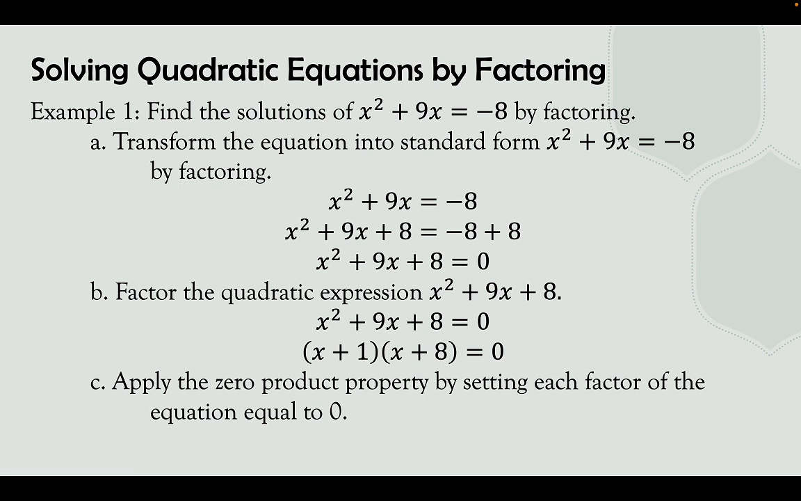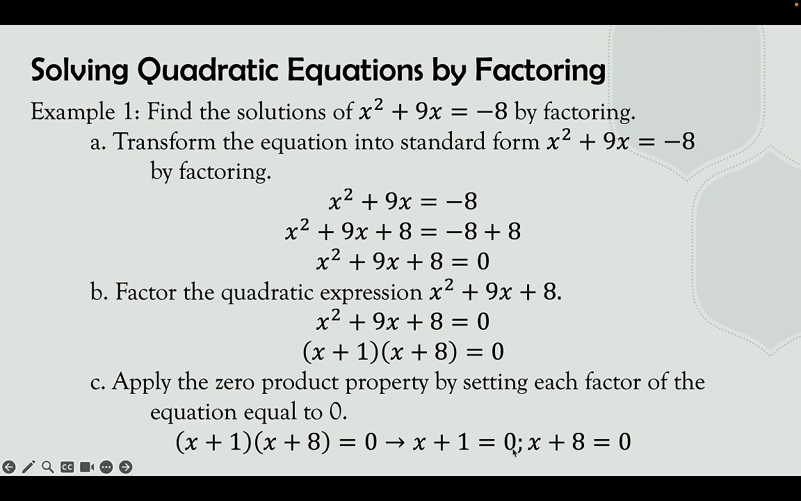So we need to apply now the zero product property by setting each factor equal to 0. So we have x plus 1 times x plus 8 equals to 0. So we have here x plus 1 equals to 0 and x plus 8 is equals to 0.